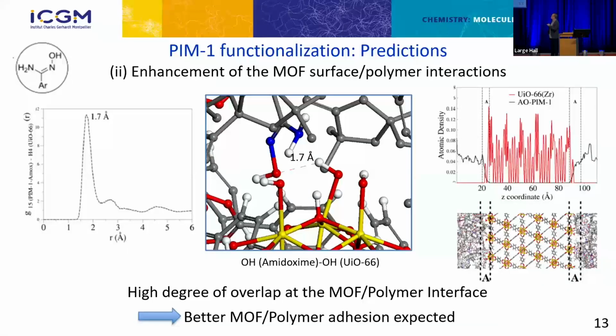And here you see, for instance, a very large overlap, because here you have the atomic density profile of both polymer and MOF, and you see an overlap between the MOF and the polymer. Then it means that you are expecting a higher degree of adhesion between the MOF and the polymer.